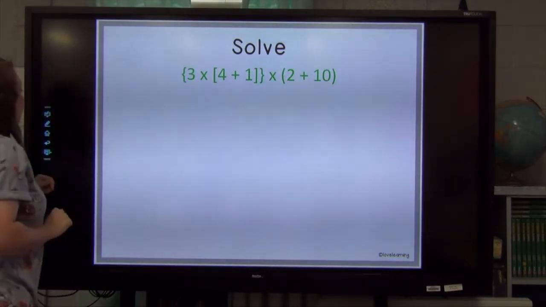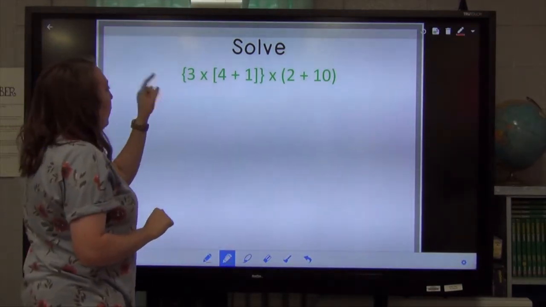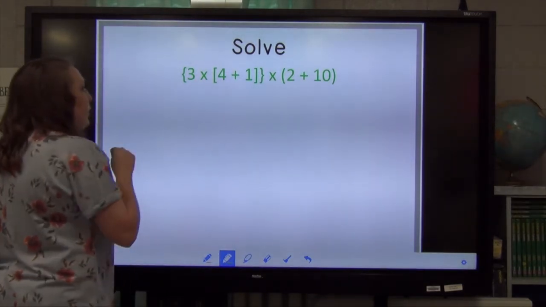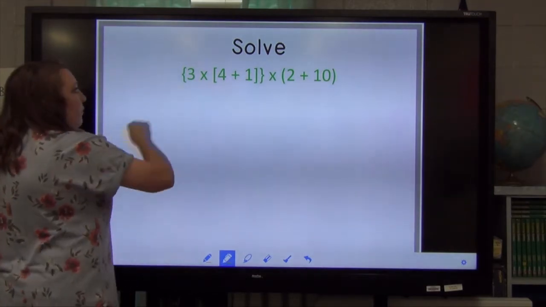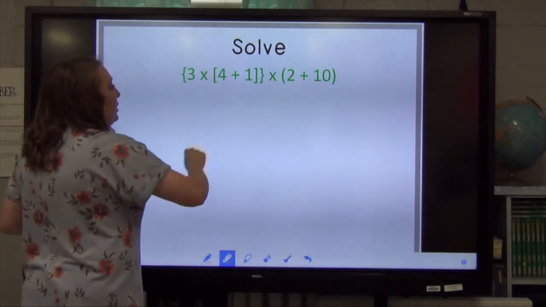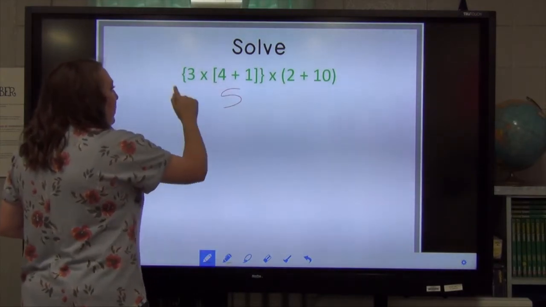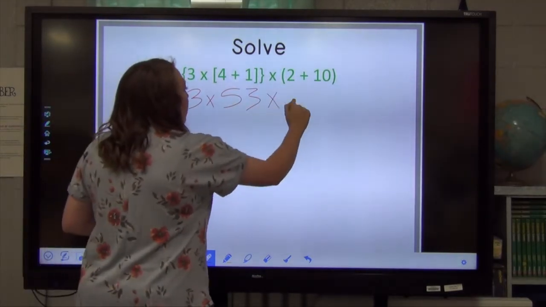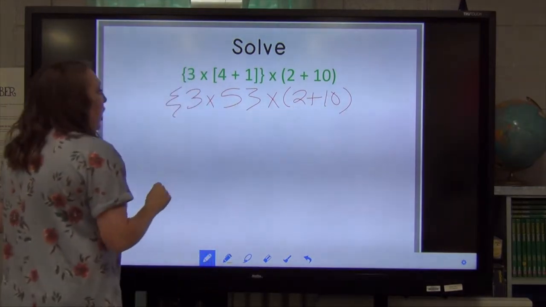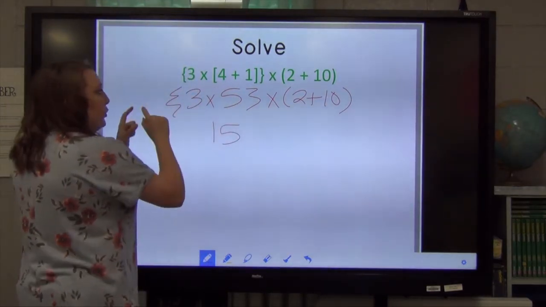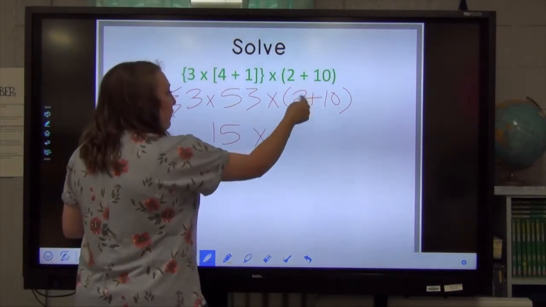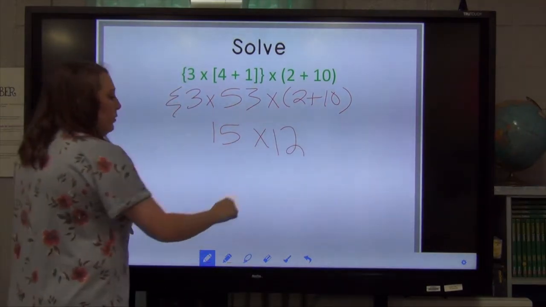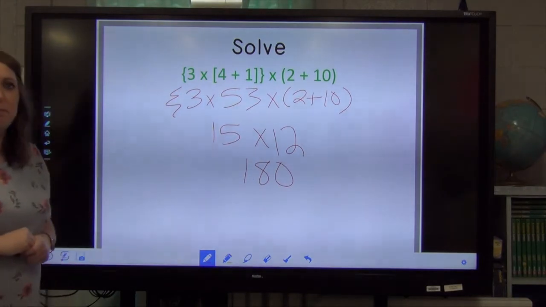Alright, now I'm going to work one. Alright, so we have brackets, we have braces, we have parentheses. So, Miss Bates, which one do I do first? Definitely you start here from left to right, okay, because you have the braces. So we want to work from the inside out. So 4 plus 1 is 5, and then we still have the 3 times 5, times 2 plus 10. Alright, so we say 3 times 5 is 15 because we're still having to get rid of these braces, times, and if you want to go ahead and do the parentheses you can, which is 12, and then 15 times 12, which is 180. Okay?